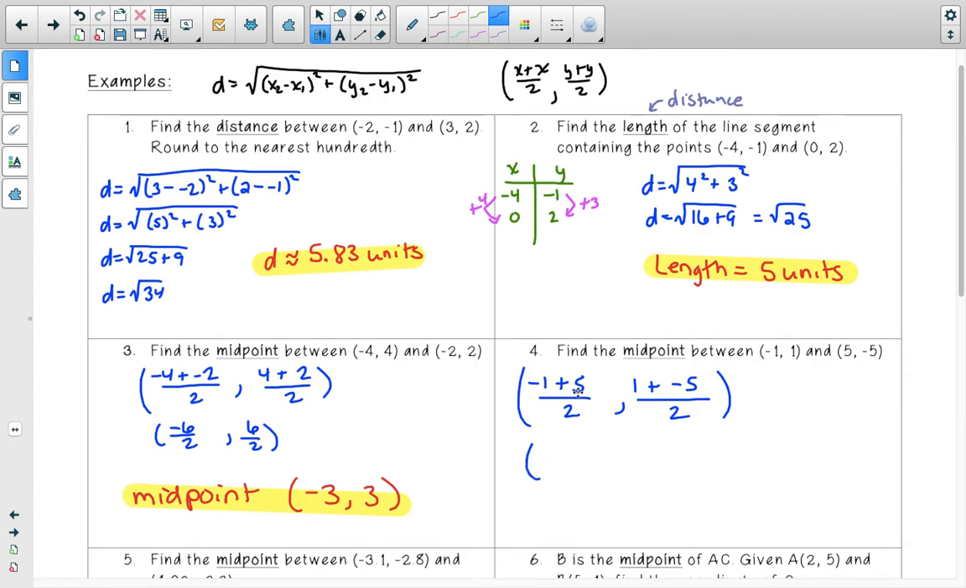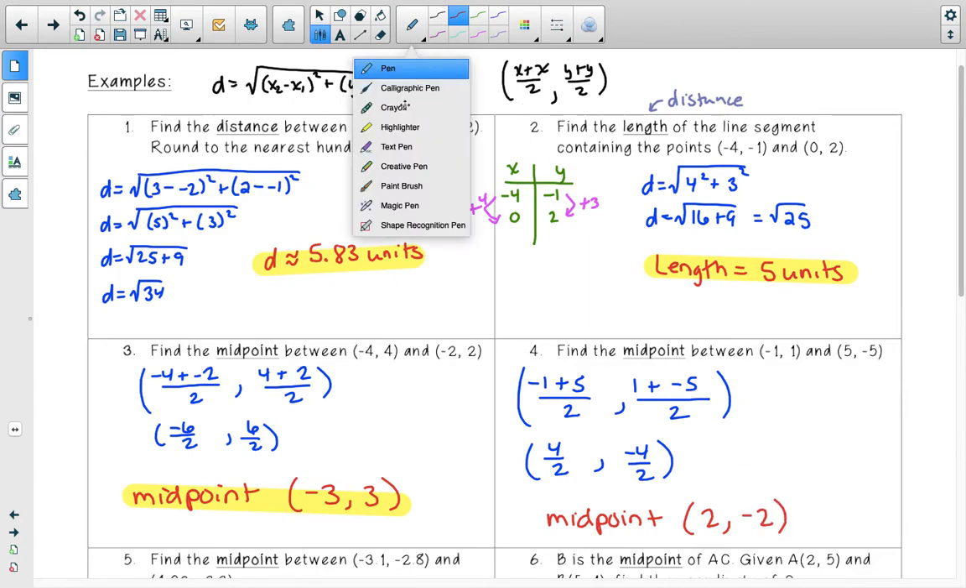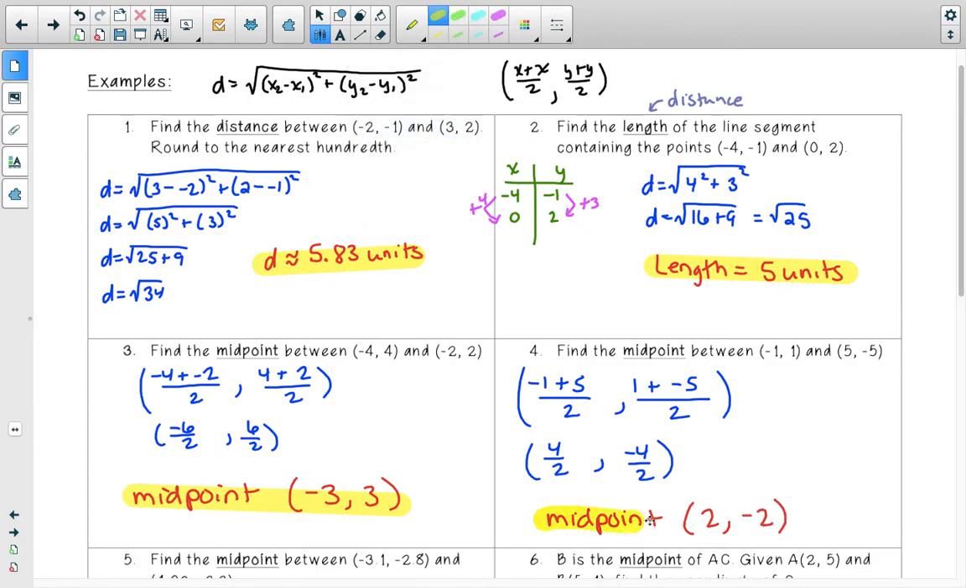So we have negative 1 plus 5, or 5 minus 1, is a positive 4 divided by 2, comma. 1 plus negative 5, which is 1 minus 5, is negative 4 divided by 2, close parentheses. So our midpoint, once we simplify this, will be 4 divided by 2, which as a coordinate of our x is 2, comma, negative 4 divided by 2 is negative 2, close parentheses. This is our midpoint of our two coordinates.